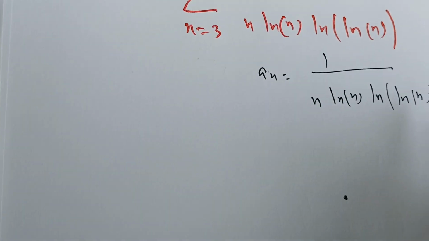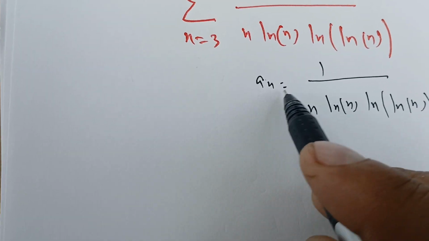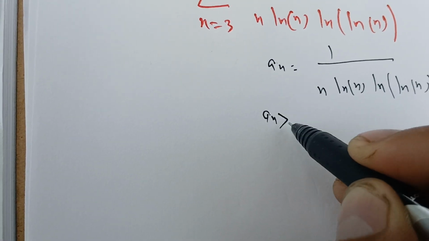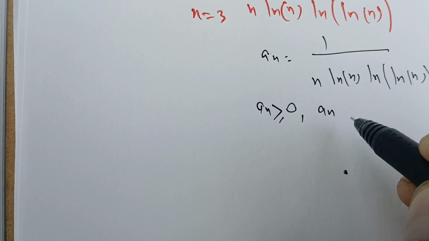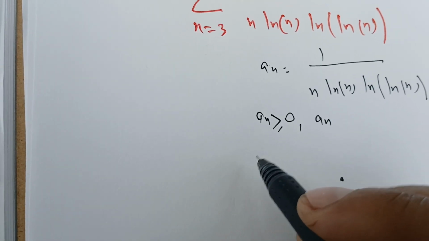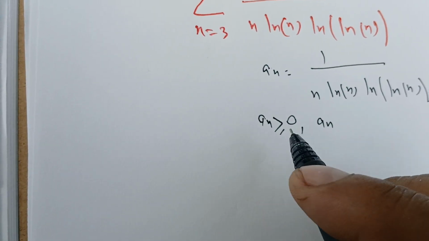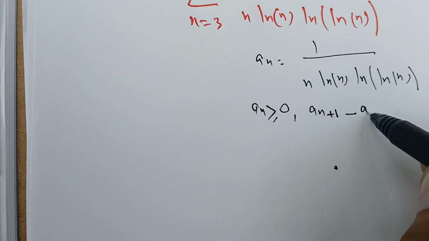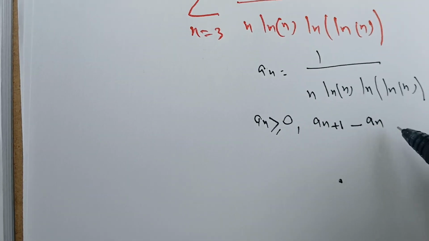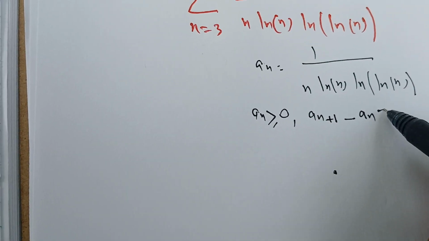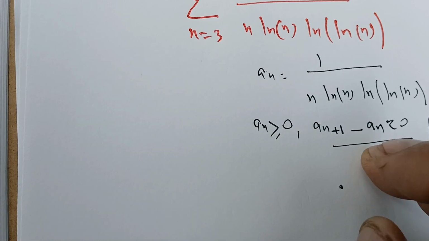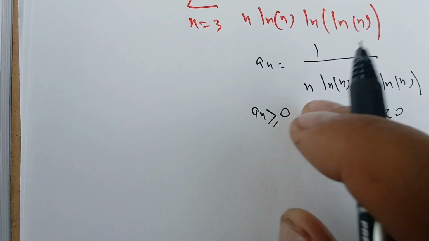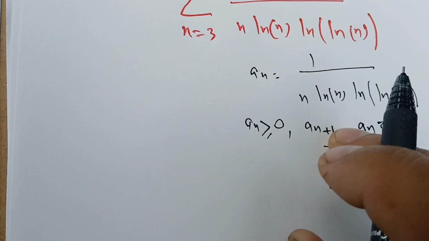We can start from 2 as well. So we can see that a_n is positive. It's decreasing, and to see that, you have to compare a_(n+1) with a_n and get a negative sign. It's decreasing, you can check it, and also it's positive. It's positive, decreasing.